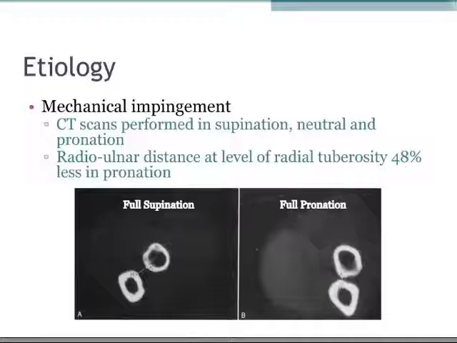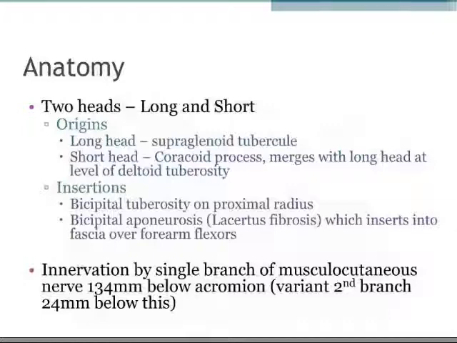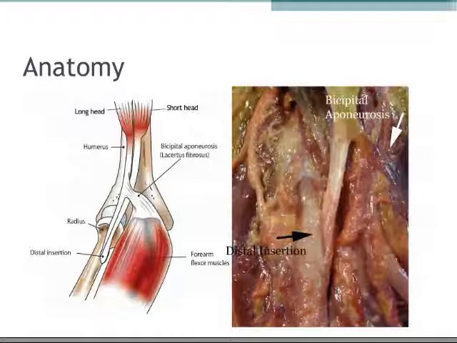Just running through the anatomy briefly, two heads of biceps, long and short. Origin of the long head is the supraglenoid tubercle, short head coracoid, and they both merge at the level of the deltoid tuberosity. The insertion of the distal biceps is the bicipital radial tuberosity and the bicipital aponeurosis, which is to the fascia over the forearm flexor. Innervated by the musculocutaneous nerve, usually a single branch, but you can get a second branch just below in some people. That's a diagram of the normal anatomy. So usually two bands of the distal biceps tendon, inserting onto the radial tuberosity.